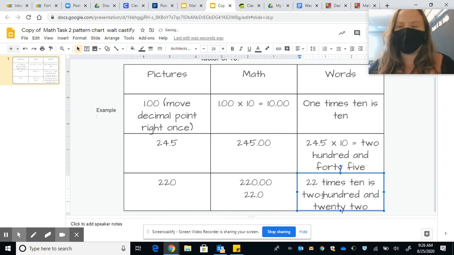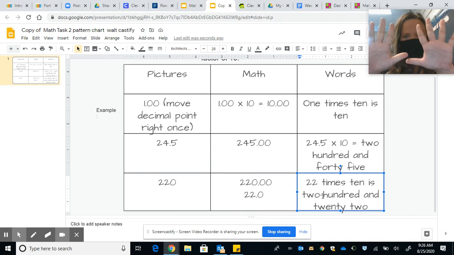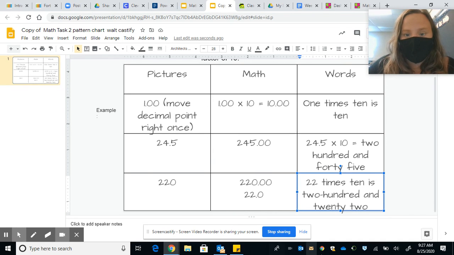So if you miss any of your answers in today's lesson, now you can go back and change them. And remember, you're just moving the decimal point times 10 to the right. When it's times 100, 2 times. When it's times 1,000, 3 times. But today we're only talking about 10. So you're only going to move it once to the right. So hopefully this helps before you do your exit ticket. Thank you.